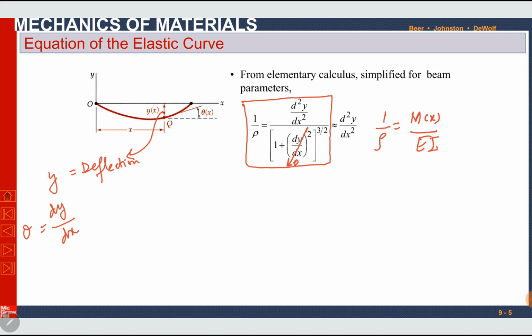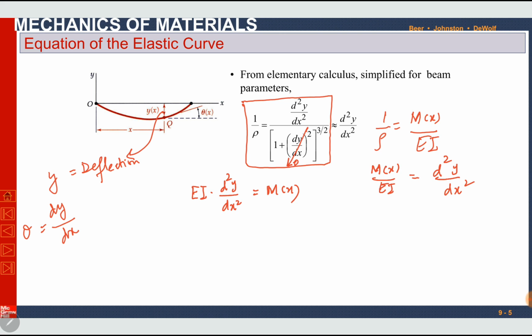If we compare these two expressions, 1 over rho equal to d square y by dx square and 1 over rho equal to M over EI, we can write that M over EI is equal to d square y by dx square. Or we can say that EI d square y by dx square is equal to moment. Well, now it is a double differential of y. In order to get y from this expression, we need to integrate it twice.